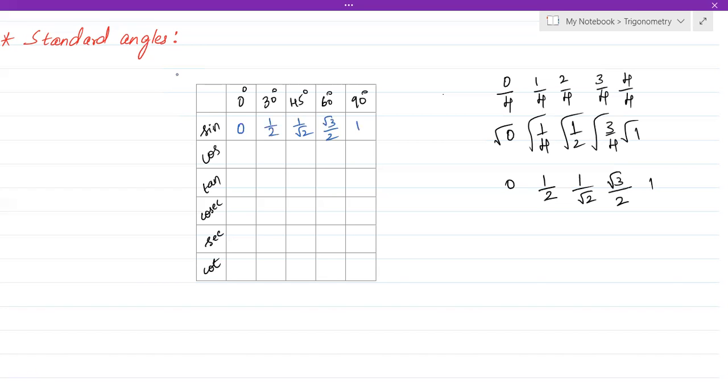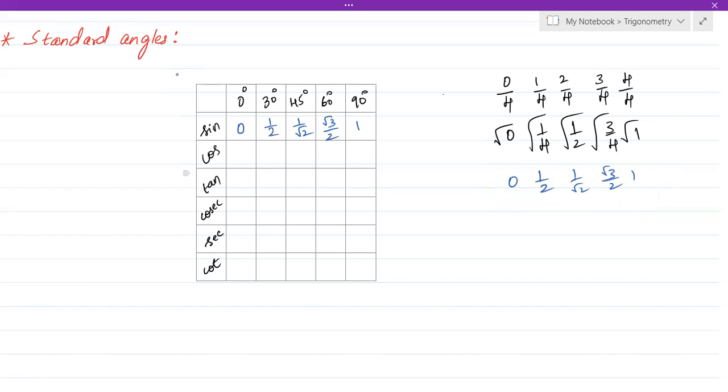How did we start? We started with 0, 1, 2, 3, 4, and we divided throughout by 4. Then simplify it. 0 by 4 is 0. 1 by 4 is 1 by 4. 2 by 4 is 1 by 2. 3 by 4 is 3 by 4 itself. 4 by 4 is 1. So take roots after simplification, and the values that you get, substitute in the first row. So this is the sine 0 value, sine 30 value, sine 45 value, sine 60 value, sine 90 value. What we have got is 0, 1 by 2, 1 by root 2, root 3 by 2, and 1.